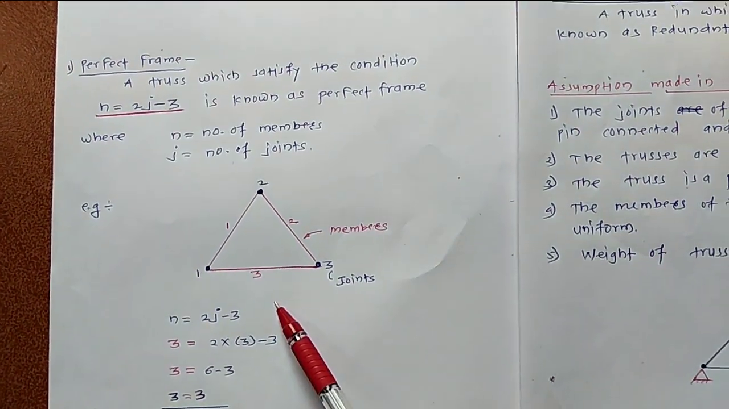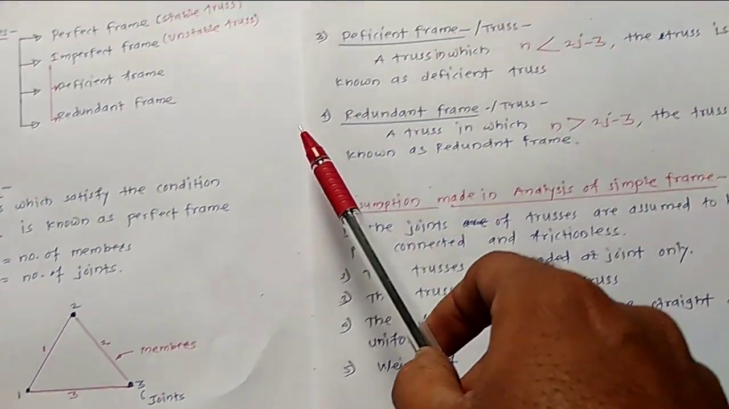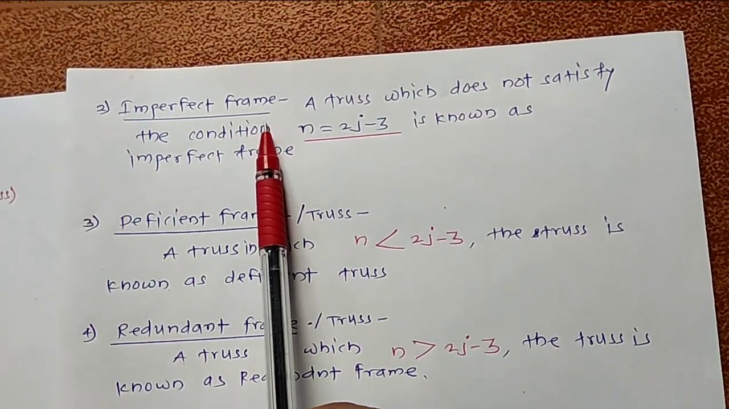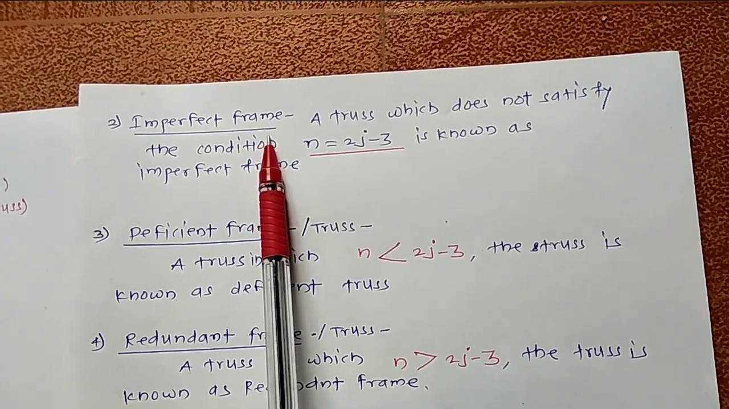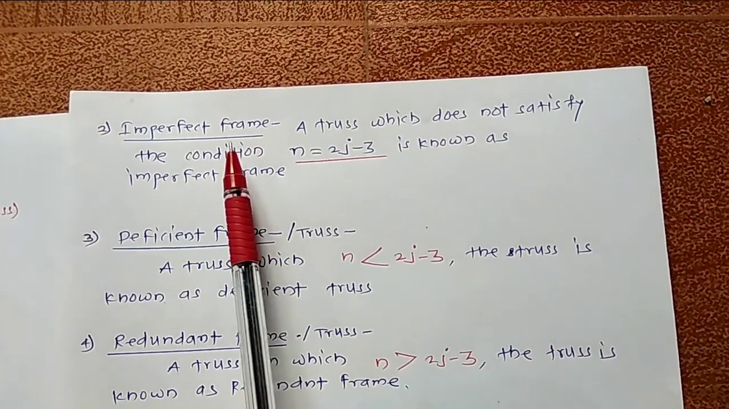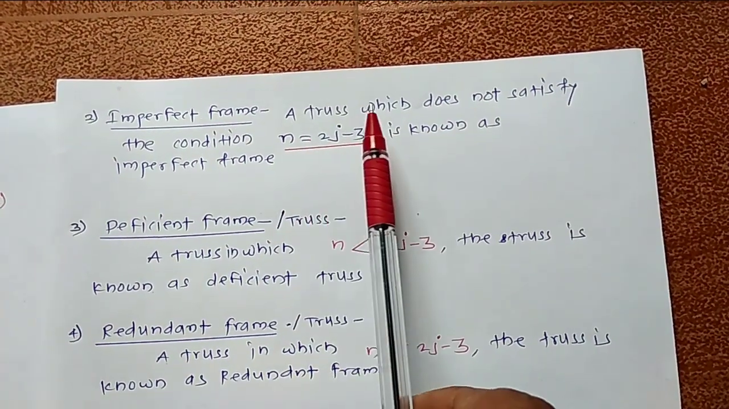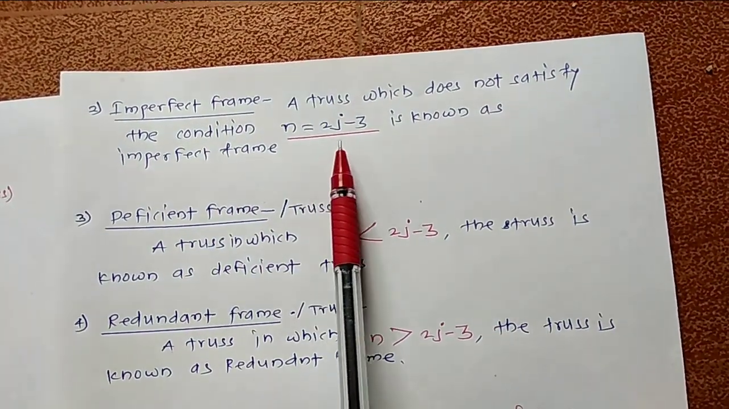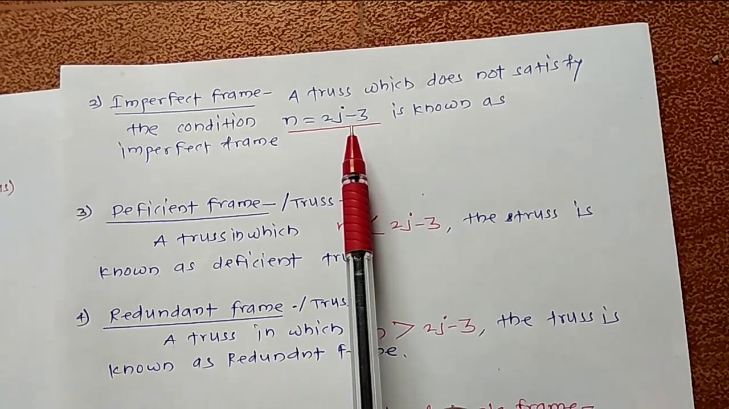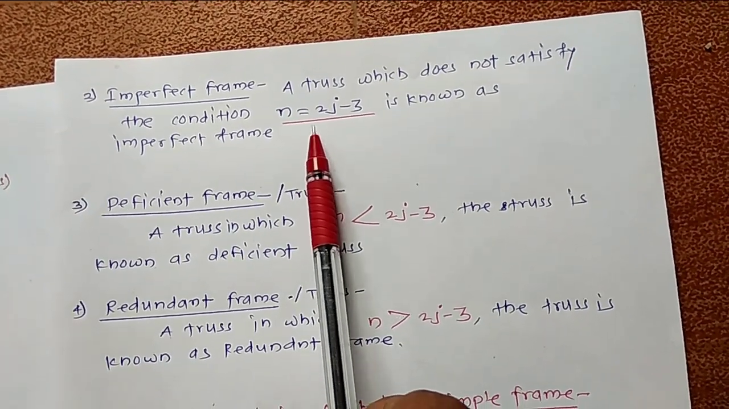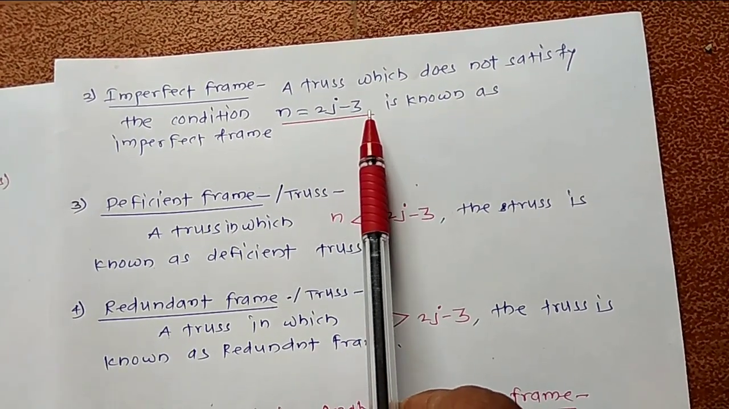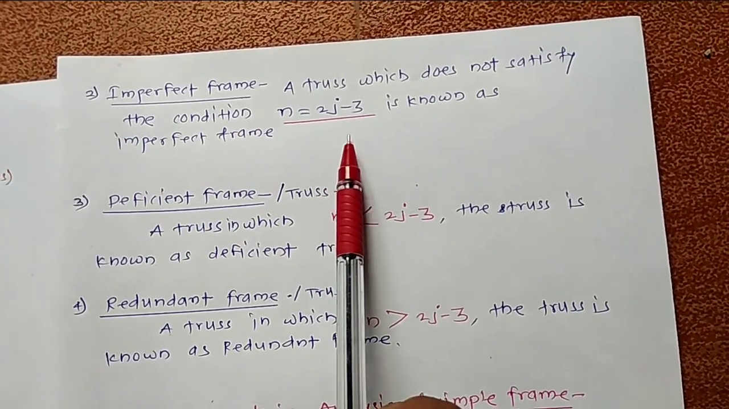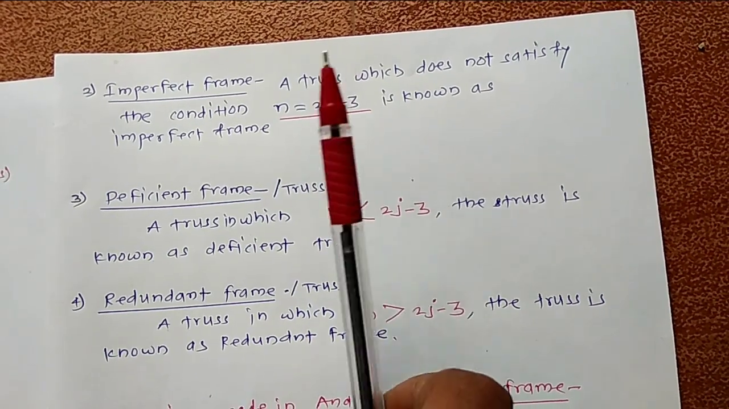The second type is the imperfect frame. The imperfect frame is the opposite of the perfect frame, that is, a truss which does not satisfy the condition n is equal to 2j minus 3. Where n is not equal to 2j minus 3, it is known as an imperfect frame. It may be less than or greater than 2j minus 3.